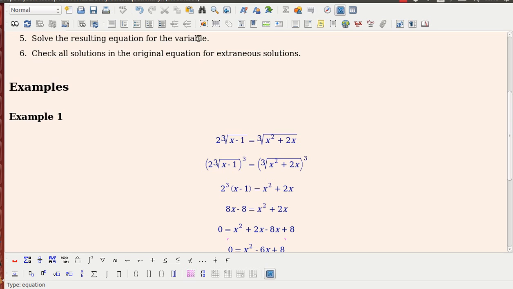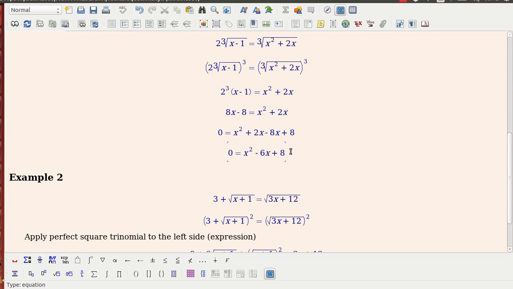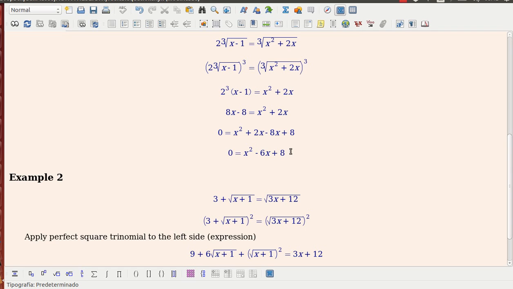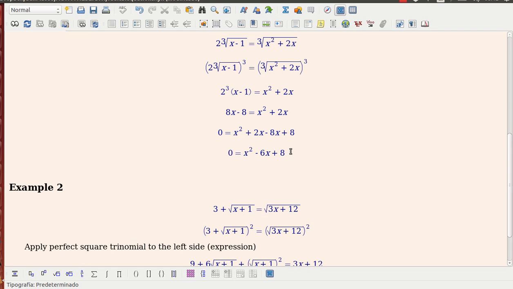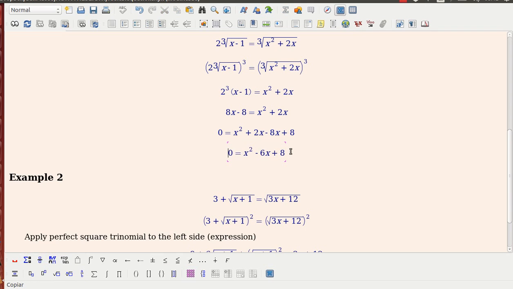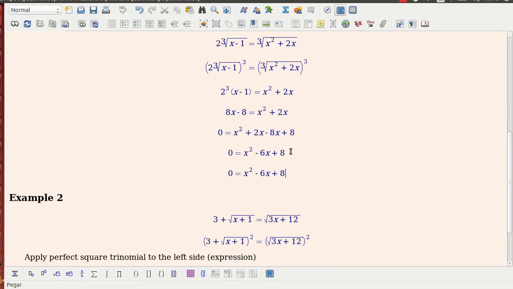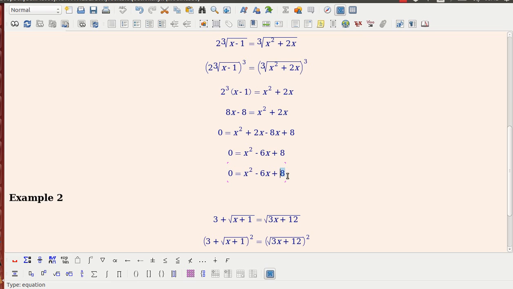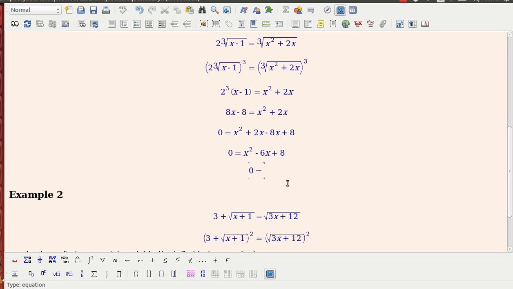Solve the resulting equation for the variable. How to solve it? By factoring. We just have to factor the equation using the trinomial x squared plus bx plus c. b is minus 6, c is 8. We have to find two numbers whose product is c, 8, and whose sum is minus 6. These numbers are minus 4 and minus 2.